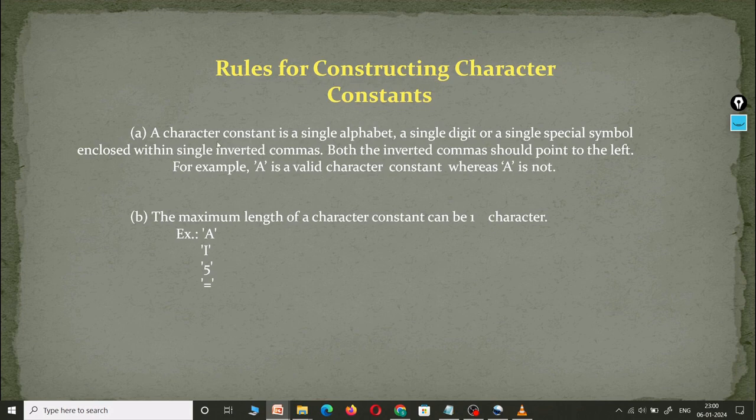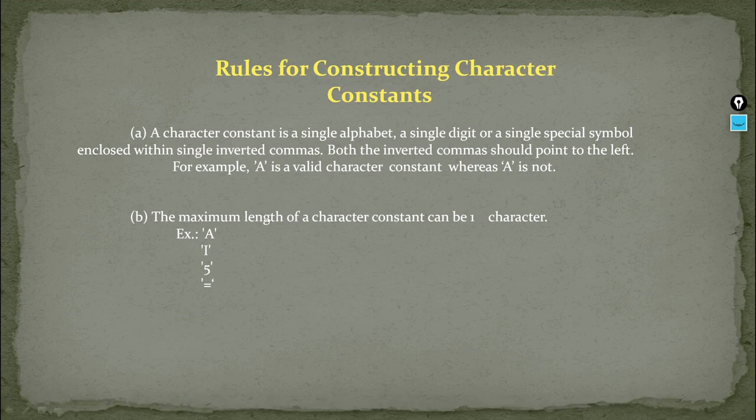Character constant. A character constant is a single alphabet, a single digit, or a single special symbol enclosed within single inverted commas. Both the inverted commas should be pointed to the left. For example, 'A' is a valid constant as the single inverted commas are pointed to the left, whereas this one is not. There is one left and another right. So this is not a character constant. The maximum length of a character constant can be one character. This is an example of a character constant.